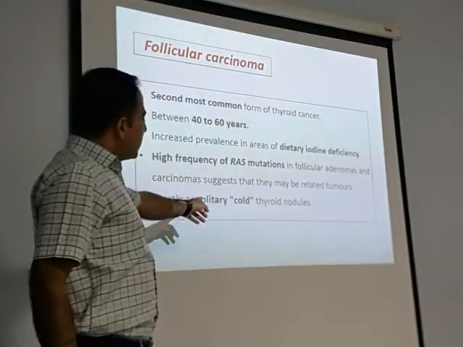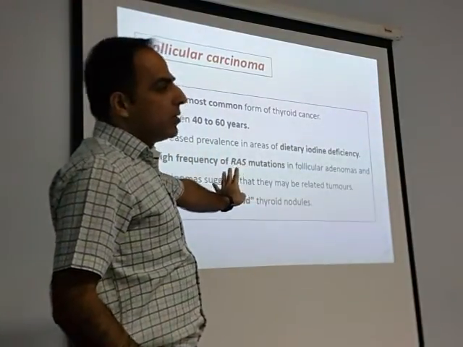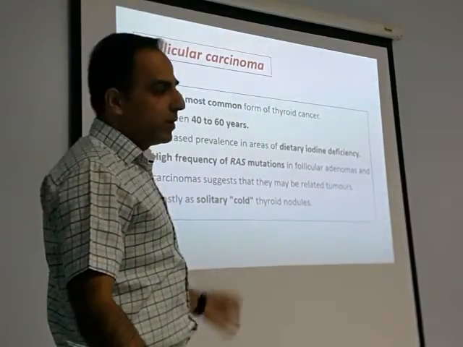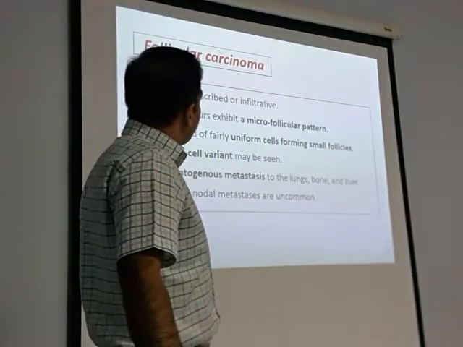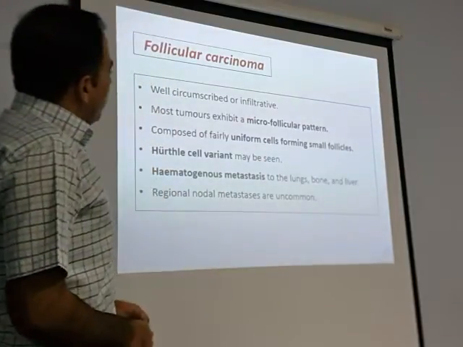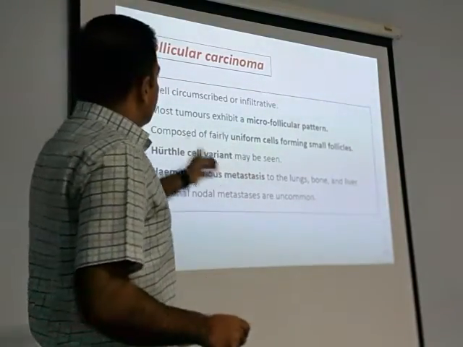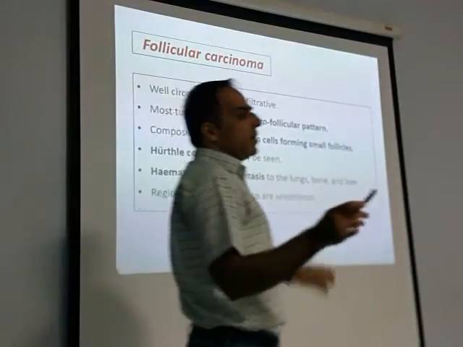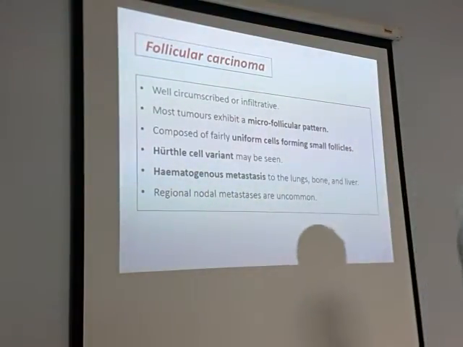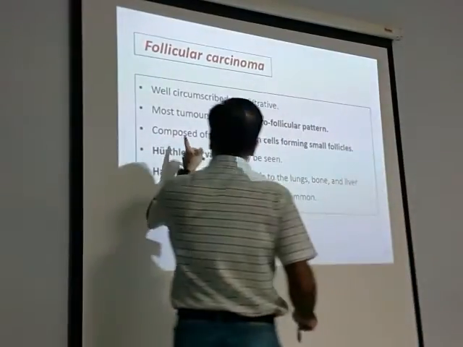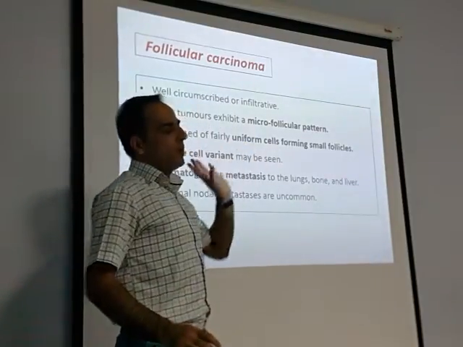So mostly as solitary cold thyroid nodule. They are also solitary and as cold. Most of the neoplasia are cold. Grossly, what you will find, well circumscribed or infiltrative, both. And most of the tumors exhibit a microfollicular pattern. You will find small follicles which may or may not be filled with colloid. Sometimes they may be filled with colloid also, composed of fairly uniform follicles.